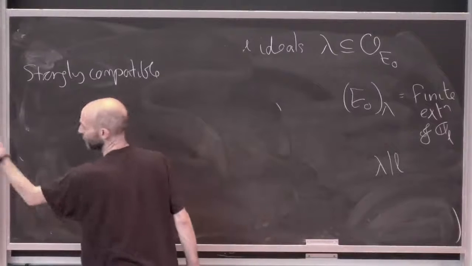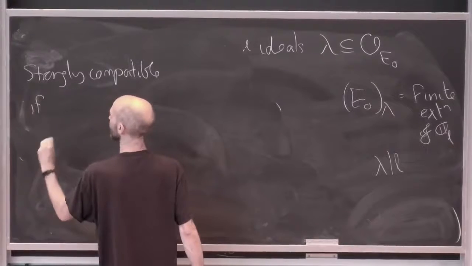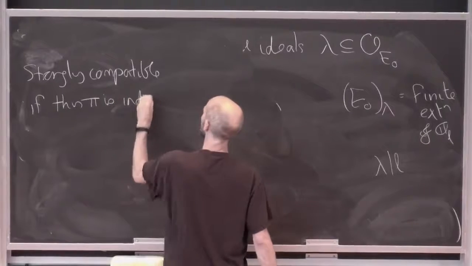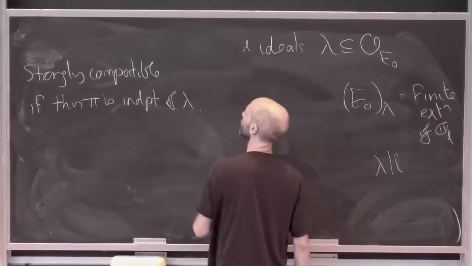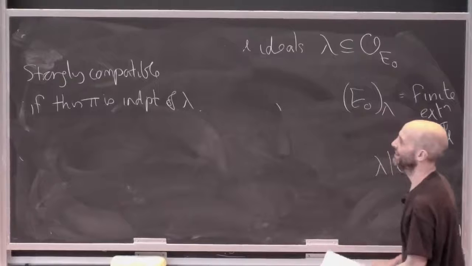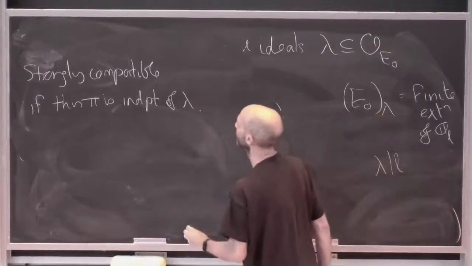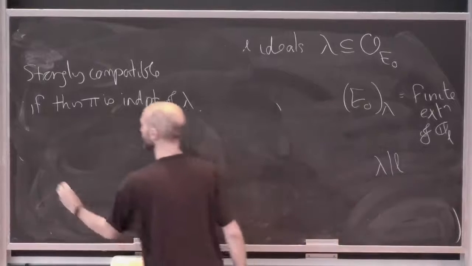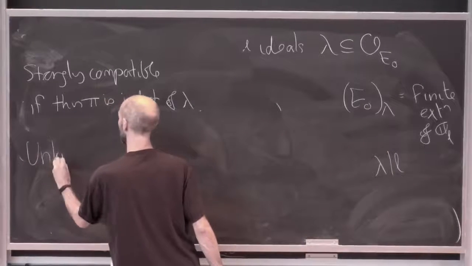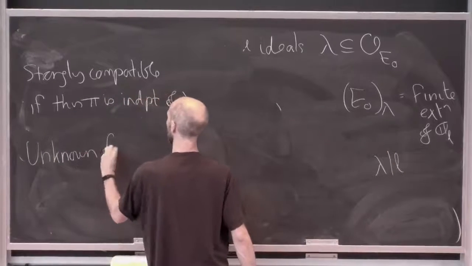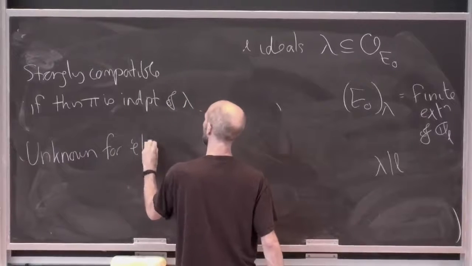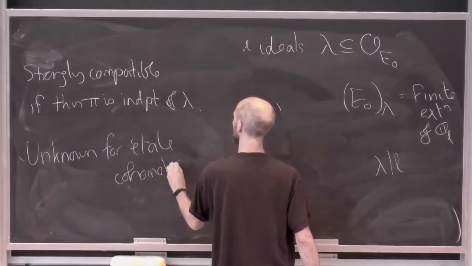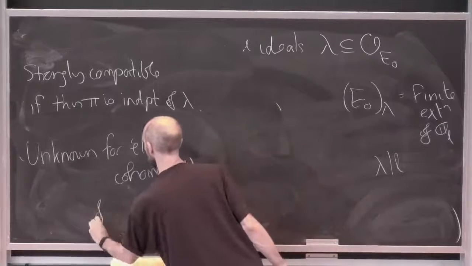If this machinery, if this pi is independent of lambda, right? That turns out to be, you know, the strongest question you could ask. So I'd bet this is unknown for étale cohomology of smooth projective varieties.